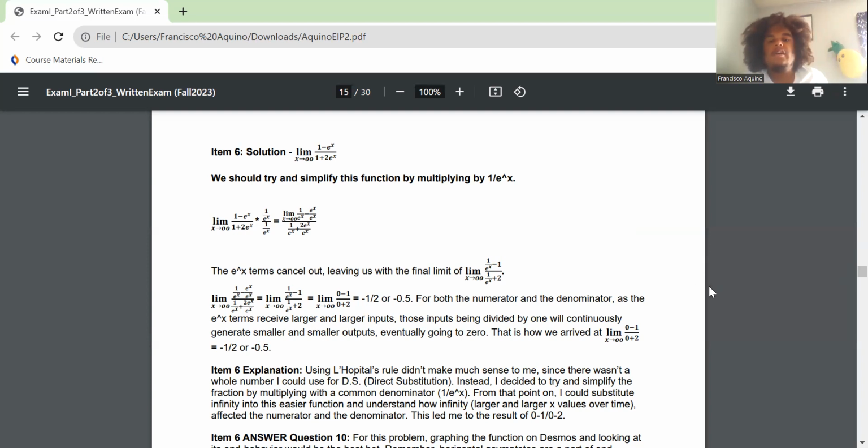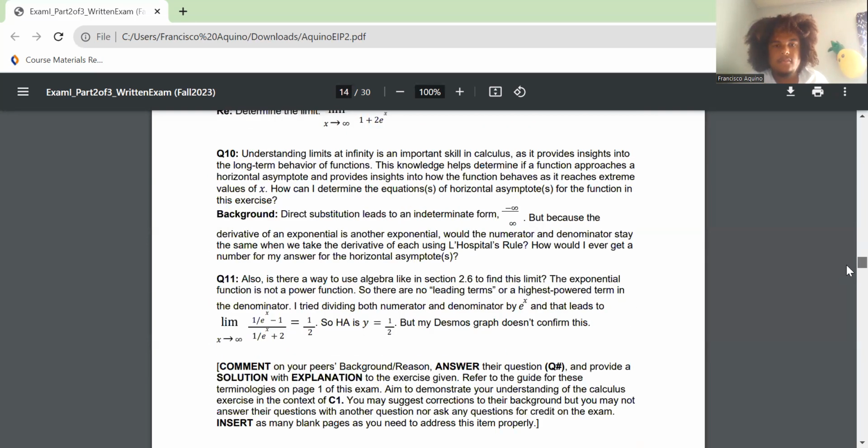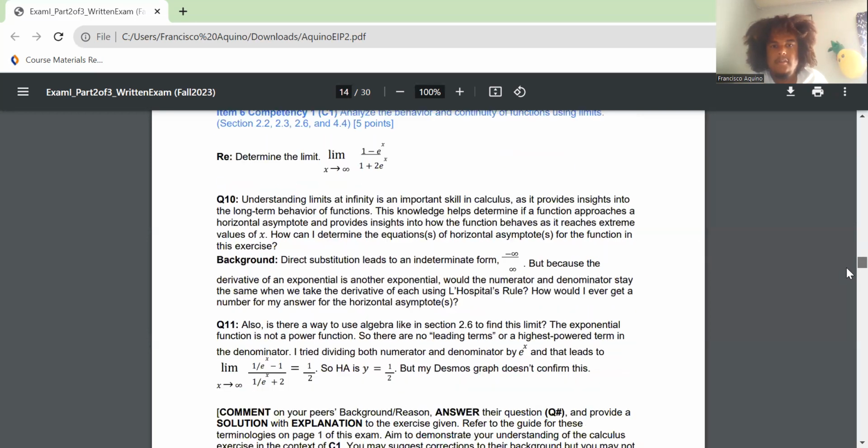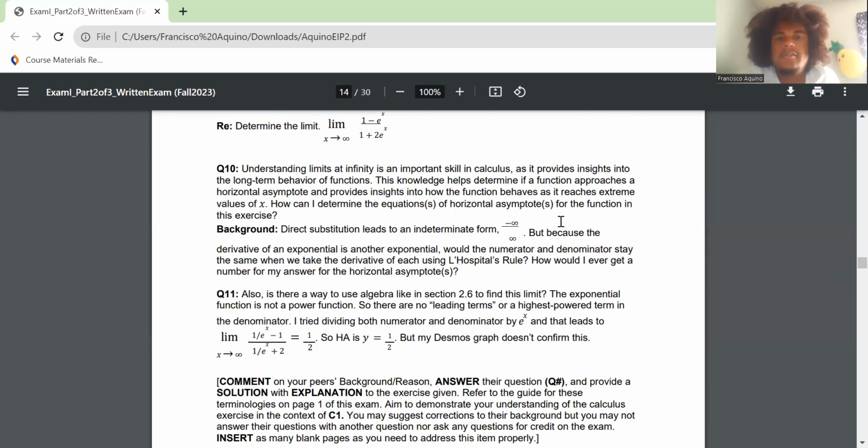And now I'm going to go up and address the questions and the background information. Question 10. Understanding limits is question 10. How can you determine the equations of horizontal asymptotes for the function in this exercise? To give an honest answer, the best way to do that would be to plot the function in Desmos and look to see where both of the ends of the graph move out toward.